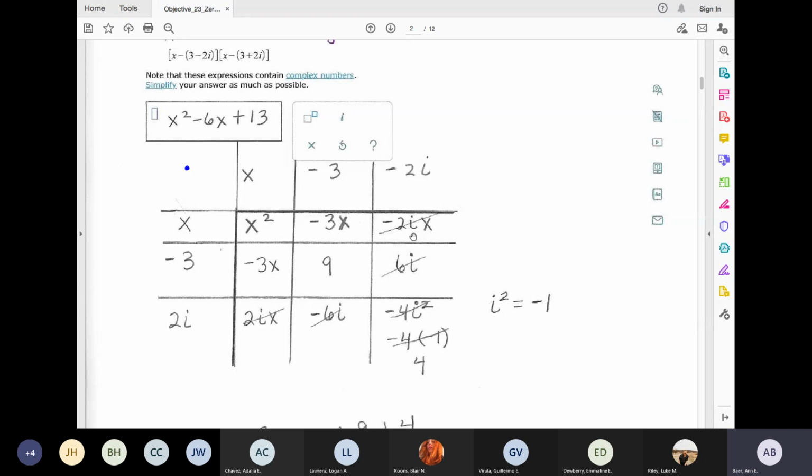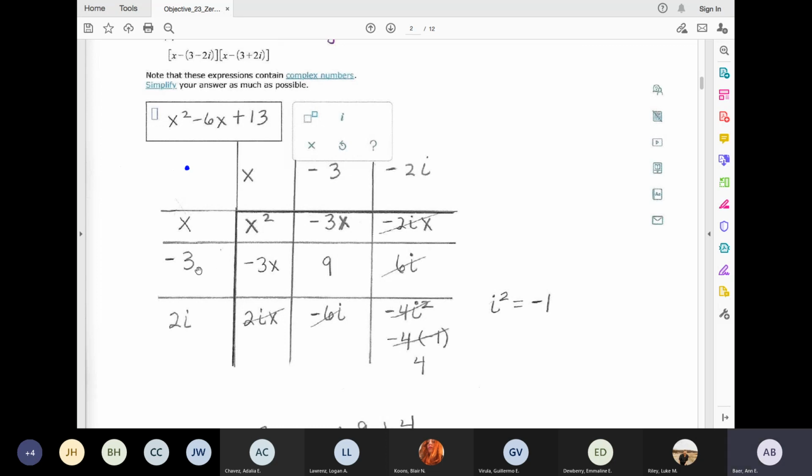To get what goes in this box here, we go straight over to get x. We go straight up to get this, which is negative 2i. So negative 2i times x is negative 2ix. That's the way we usually write it, with the variable at the end. Next row, same thing. Go straight over, get negative 3, go straight up to get x. Negative 3x we have. Here, negative 3 times negative 3 is positive 9.